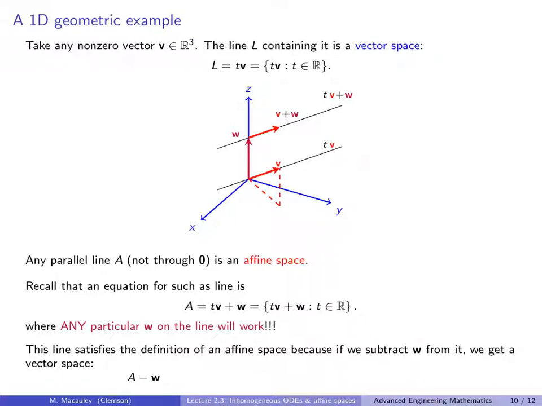So A minus W, algebraically, is the set of all tV plus W, that's what A is, minus W, where t is any real number. And of course the W's will cancel, and we get the set of all tV where t is a real number, which was our original line, which is a vector space. Now you may be wondering, well, I conveniently used the same W here and the same W here, but it didn't matter.